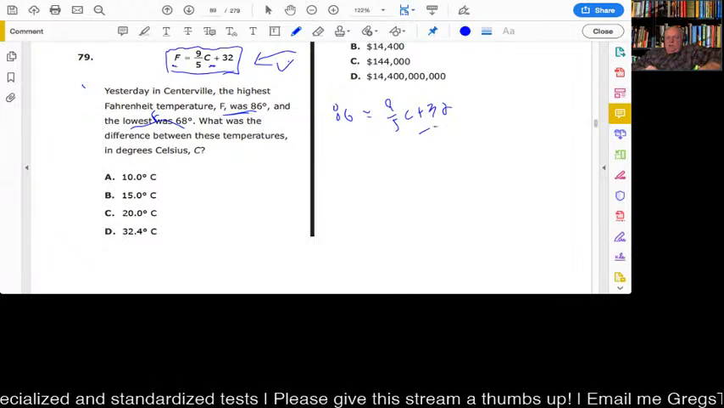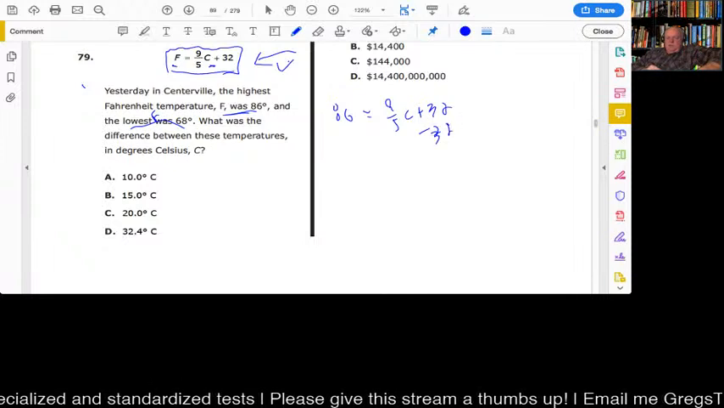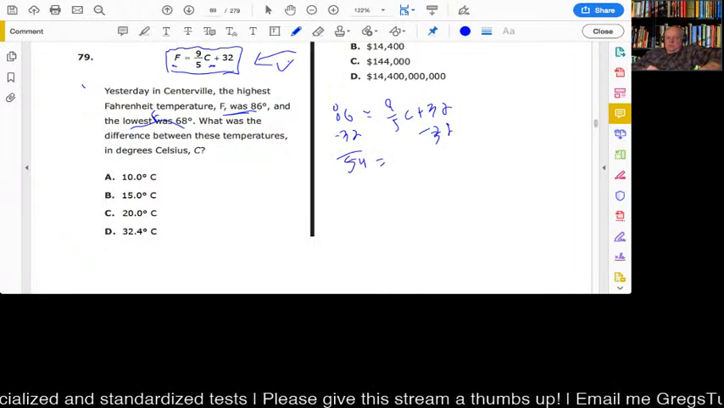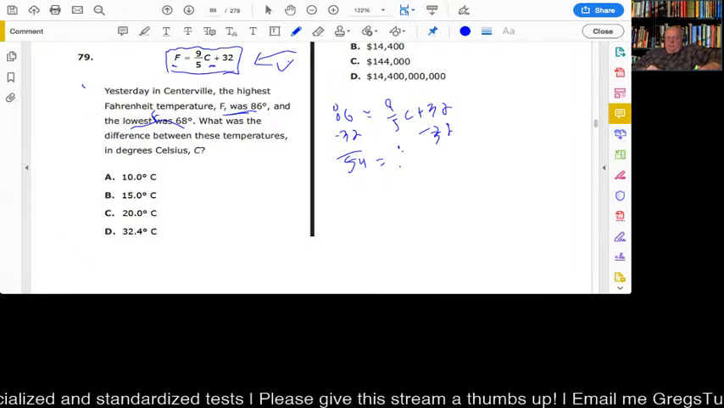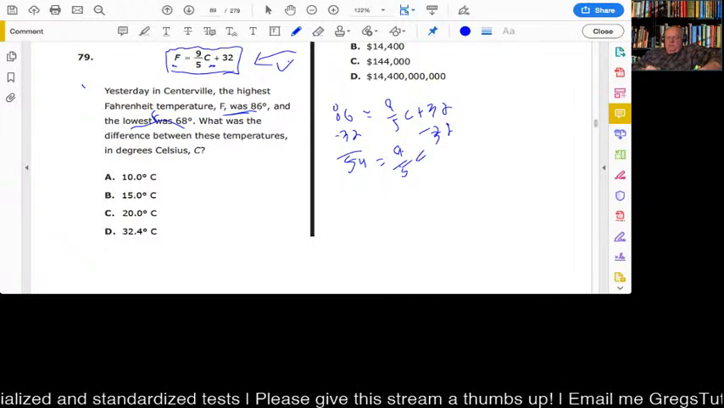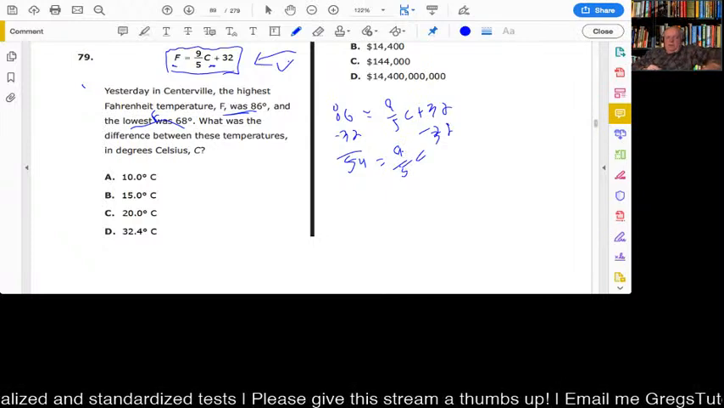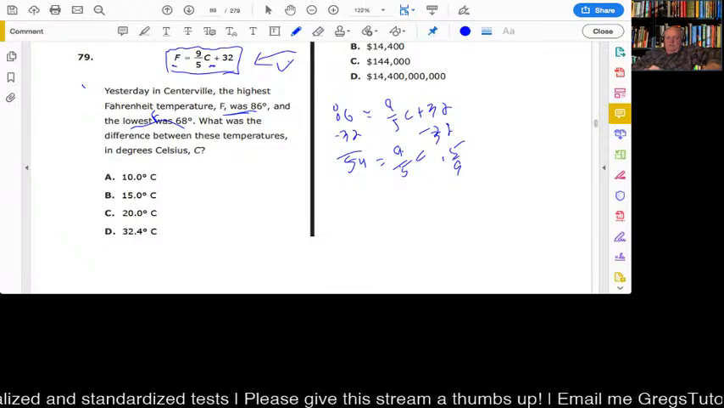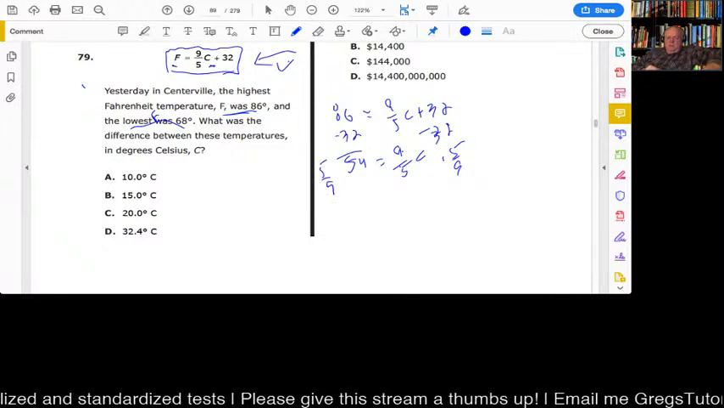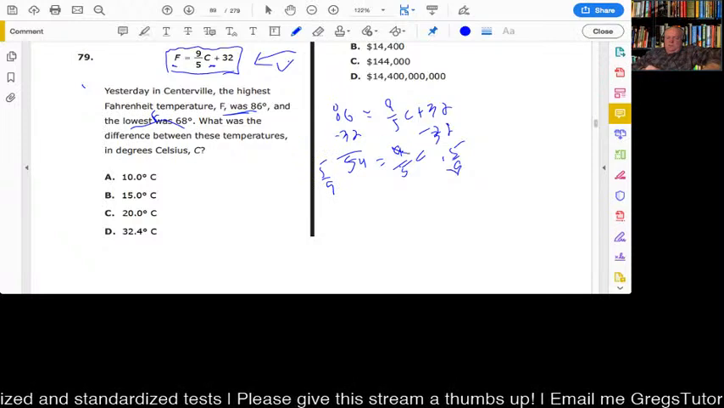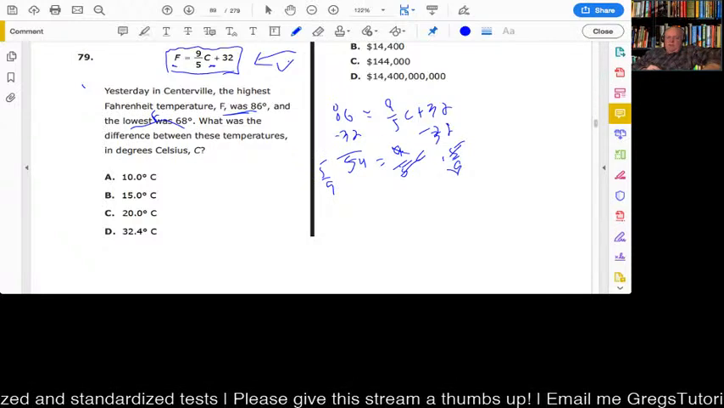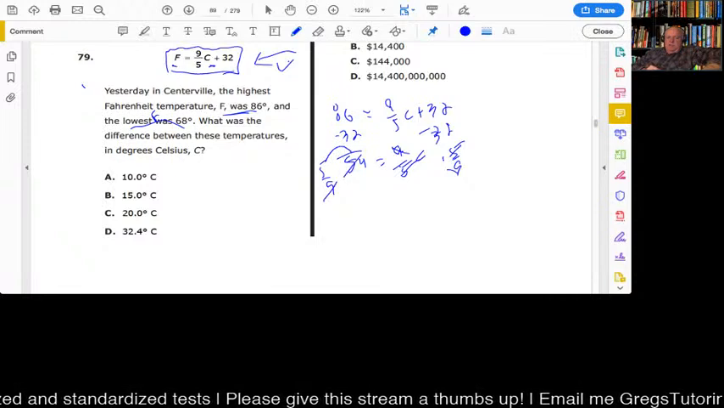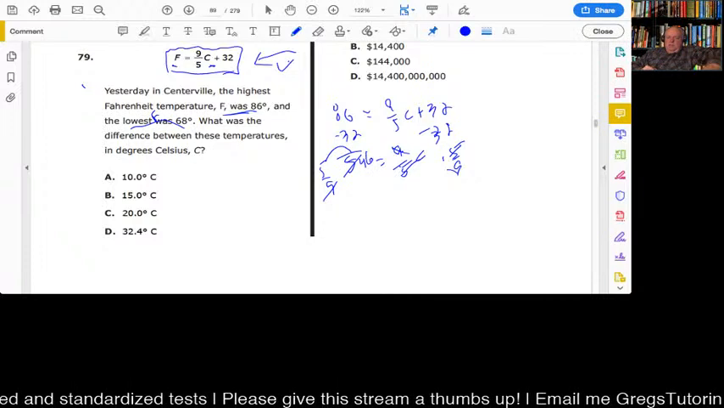So I'm going to subtract 32 from here, subtract 32 from there. So I get 54 equals 9/5 of C, right? And I'm going to get C by itself. So I'm going to multiply both sides by 9/5. Okay, the 9's cancel, the 5's cancel. Do not multiply 5 times 54, because 9 goes into here 6 times. So that means C equals 30.